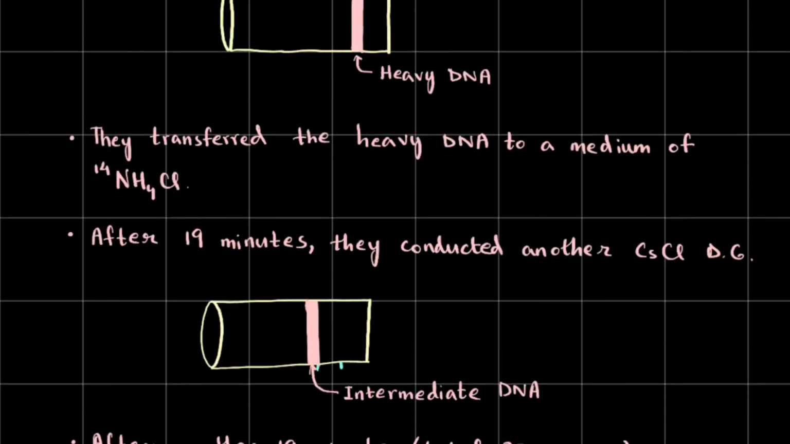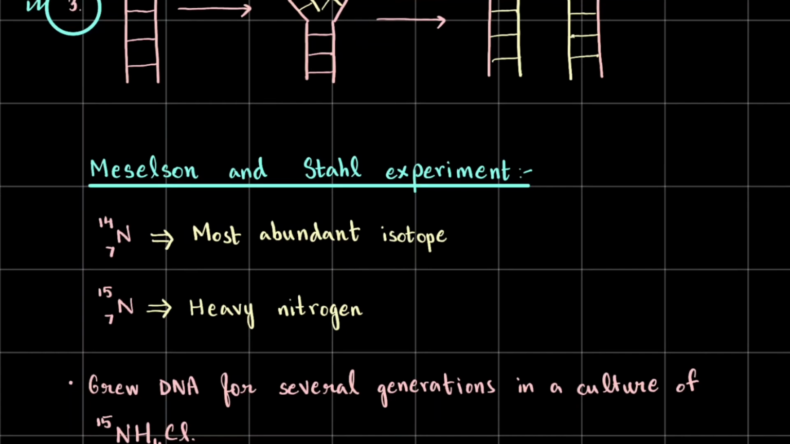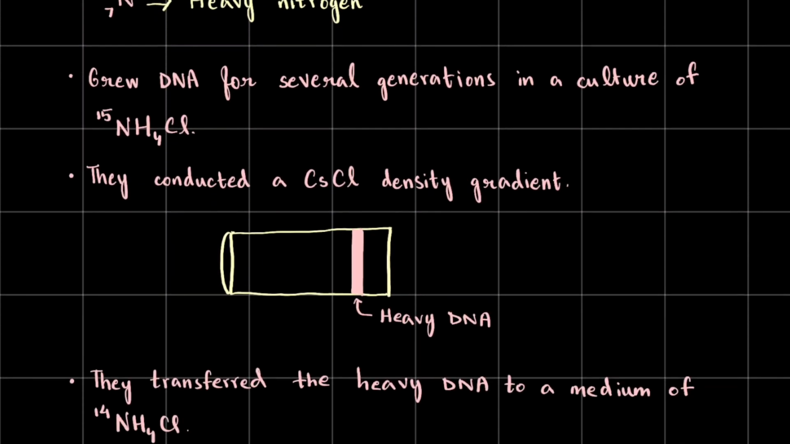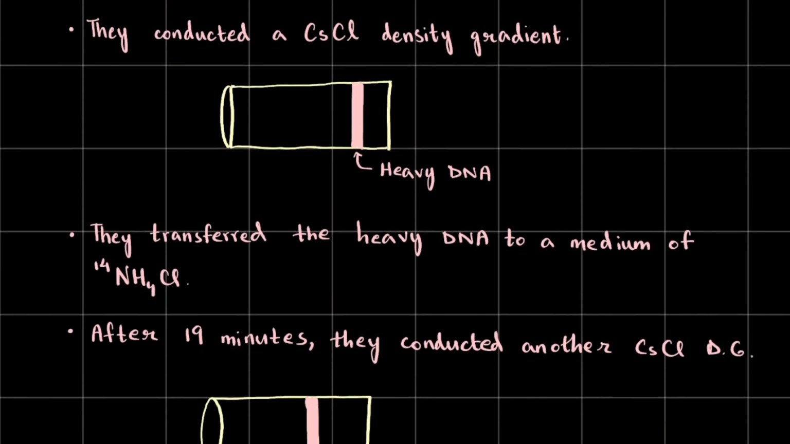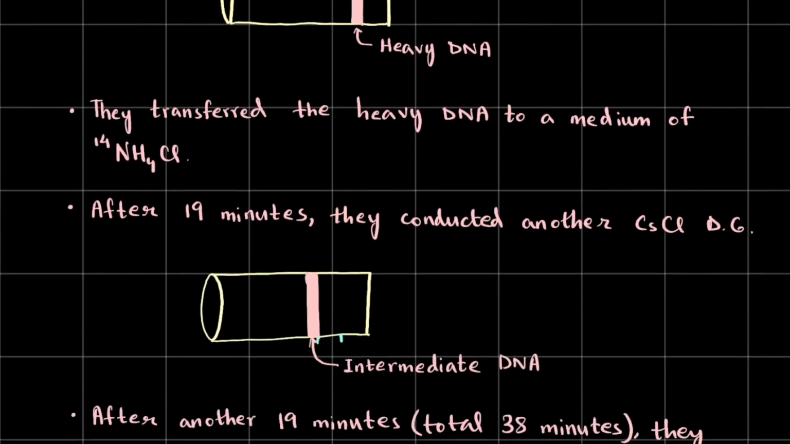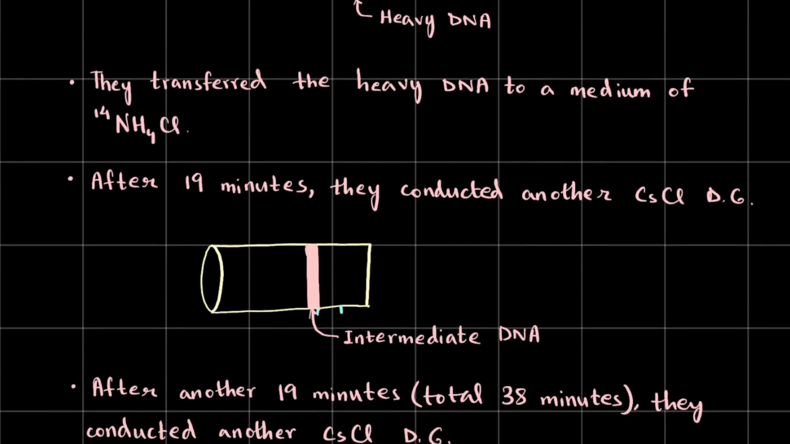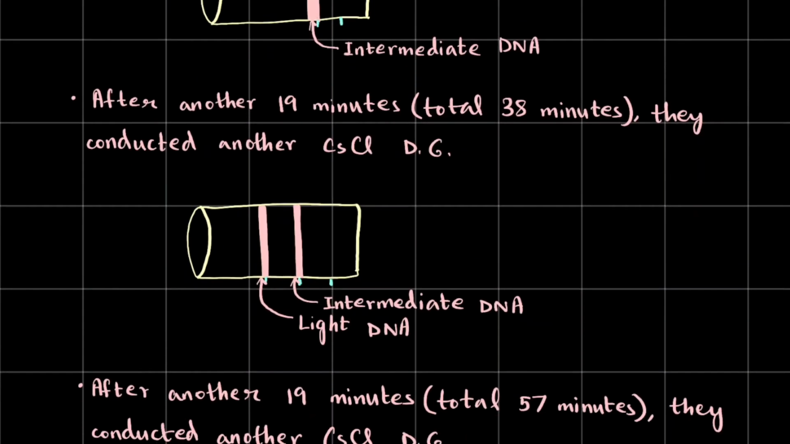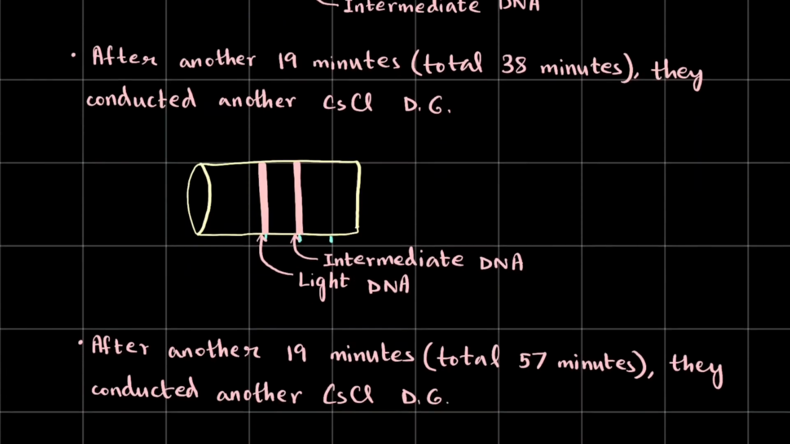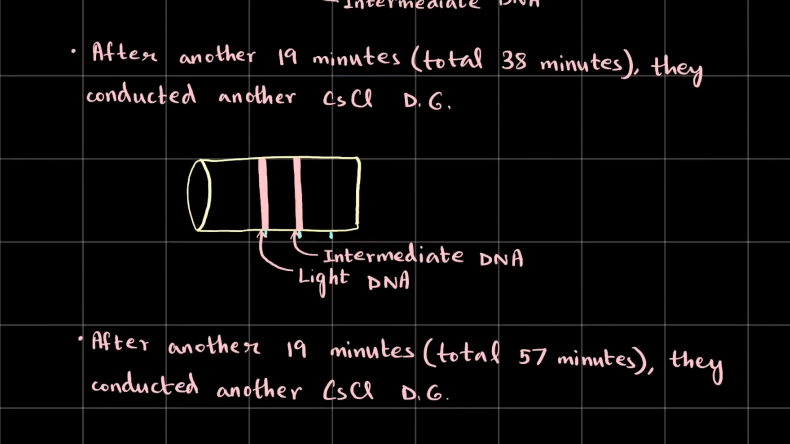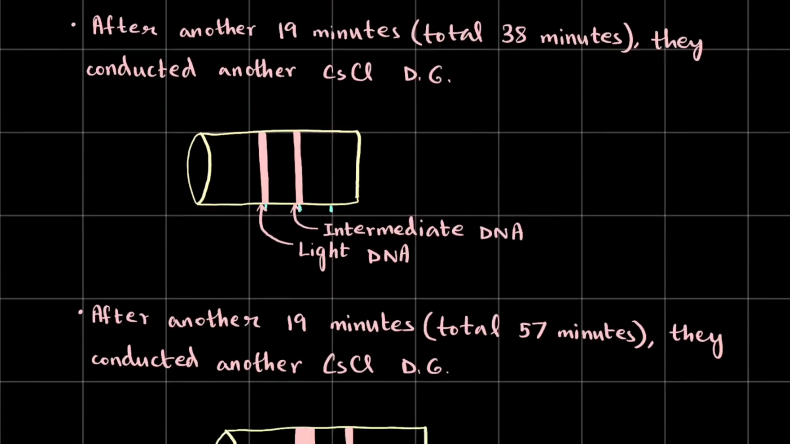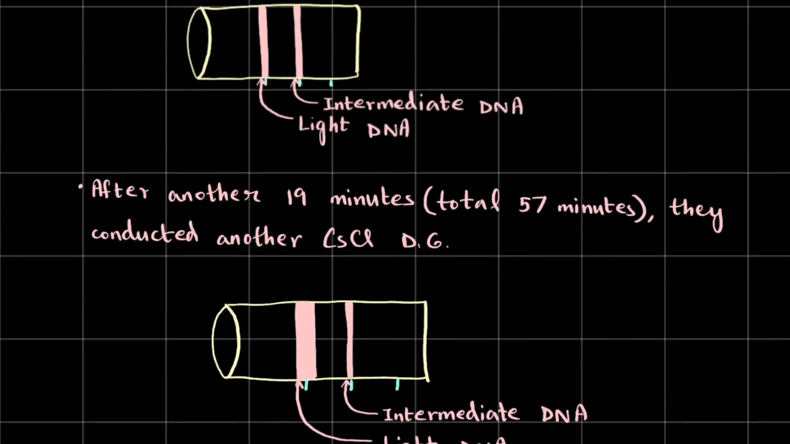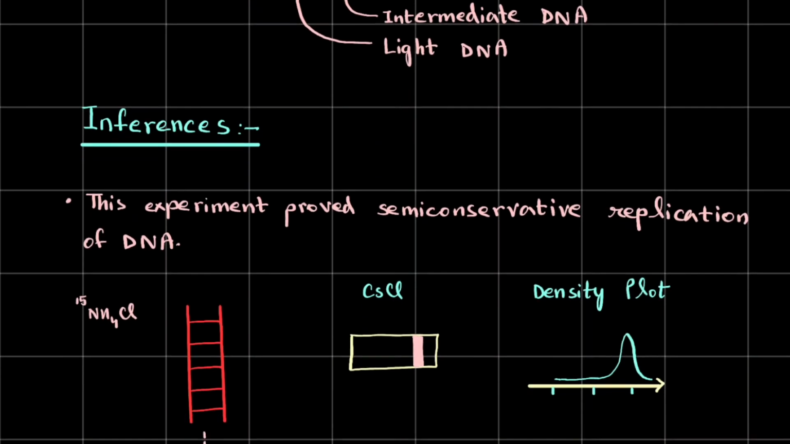Just go through it once. I'm scrolling up once again. Meselson and Stahl experiment. Grew bacteria for several generations, conducted CsCl density gradient, transferred to 14NH4Cl, and another CsCl gradient, 19 minutes. The time is important. 19 minutes each time. So 19, then total 38, then total 57, like that. And they continued for several generations, but I've only shown you 3 generations in this one.